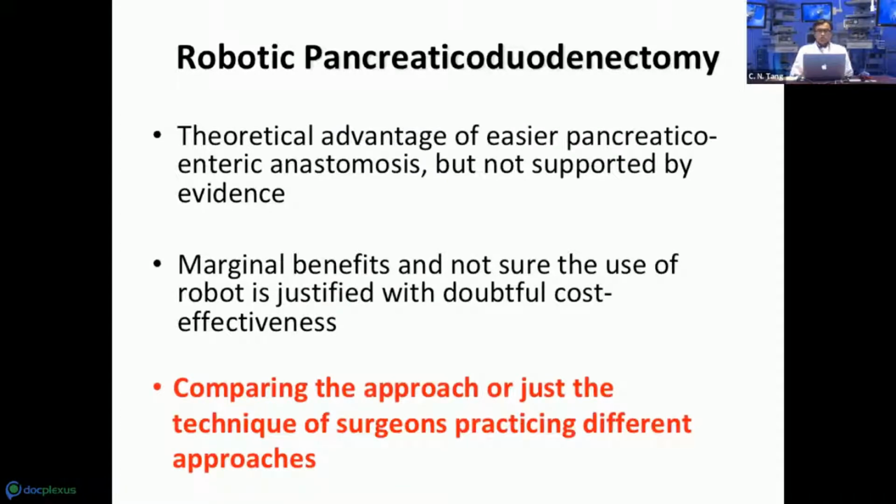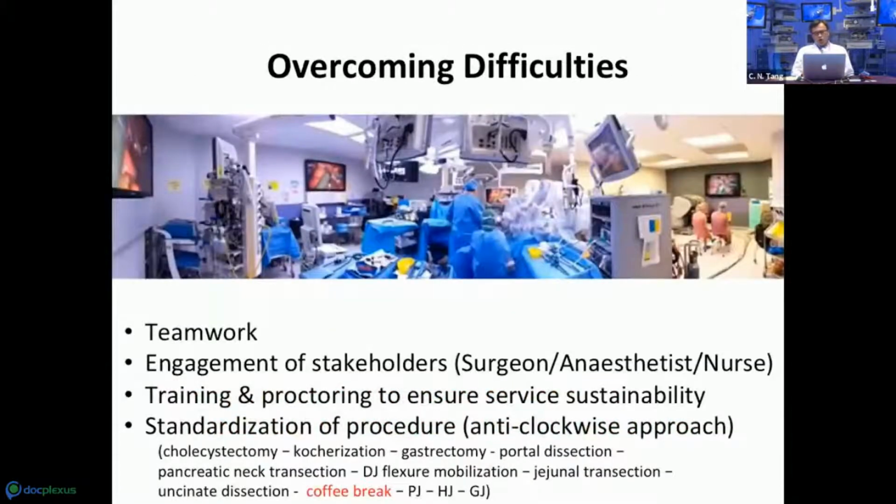Another question we need to answer is that surgeons doing laparoscopy and surgeons doing robotic surgery usually have different degrees of experience. Are we comparing the approach, or are we comparing the experience and technique of surgeons practicing different approaches? It's a lot of heroic surgery. We need teamwork, we need to engage all the stakeholders, and also provide training and monitoring to ensure service sustainability. Once again, in order to guarantee good outcome, you need to standardize your procedure.